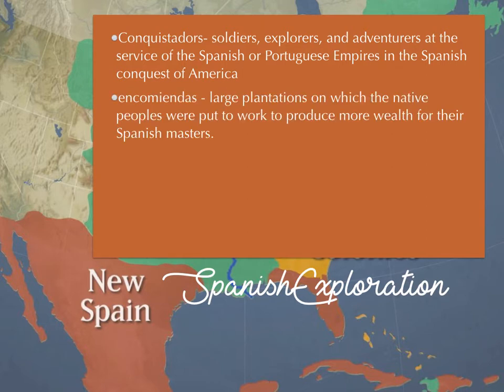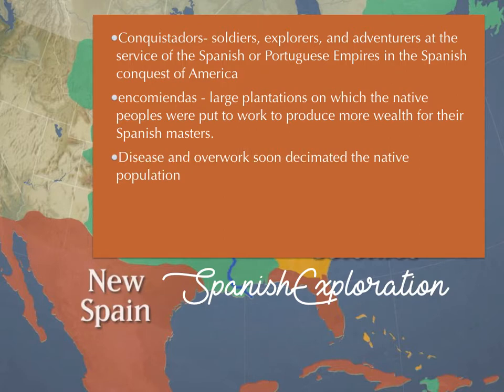The Spanish also set up encomiendas, I think I said that right, or large plantations on which native people were put to work to produce more wealth for the Spanish master. So when they came in, these conquistadors, they set up these different areas out in the New Mexico area, in California, different places like that, that were basically large plantations where native people were enslaved and they were required to work, and they basically mined gold and they mined different precious metals and precious stones. And they also farmed for the Spanish, okay? All right, so encomiendas, you need to know what those are.